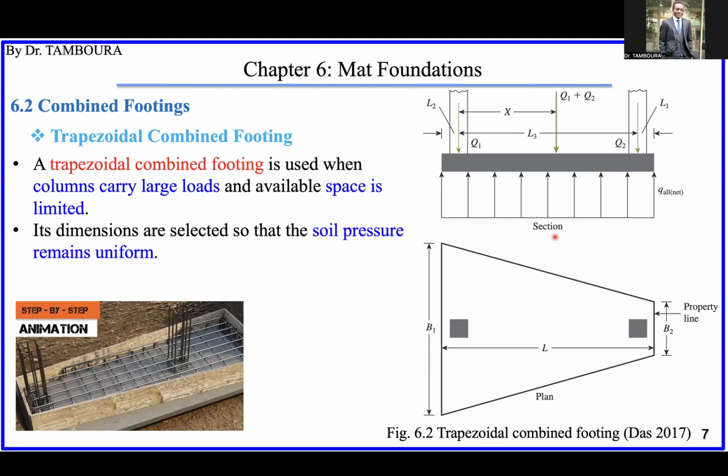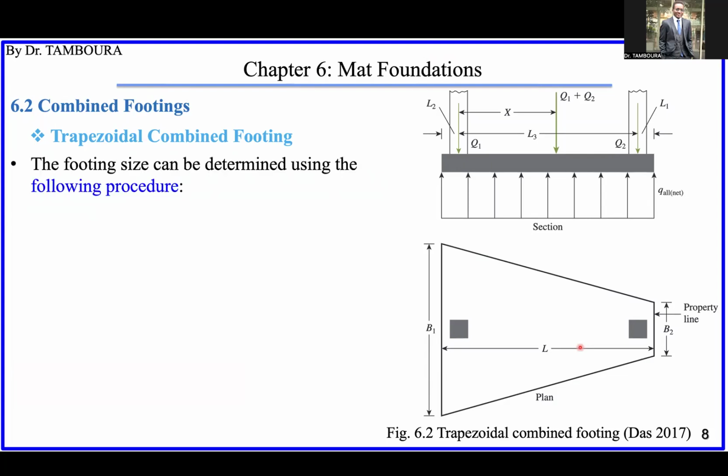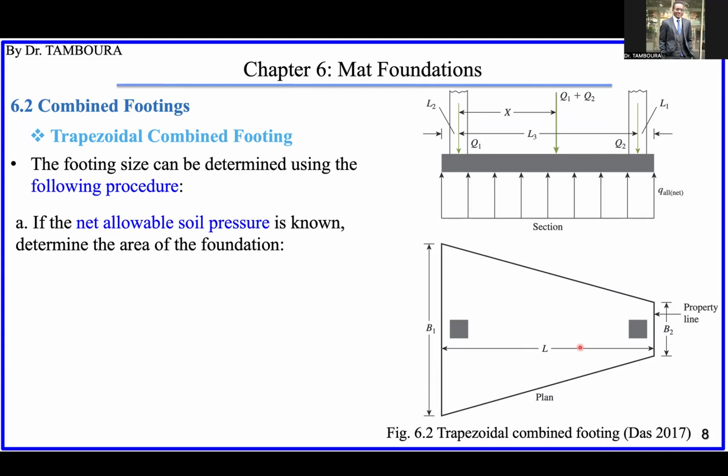So you have to choose the values of B1, B2, everything to get that uniform pressure, okay? So how can we determine the size? How can we find the value of B1 and B2? First, you need to know the net pressure. You can see here Q net. That is just the bearing capacity of the ground. You can obtain the net pressure from site investigation.